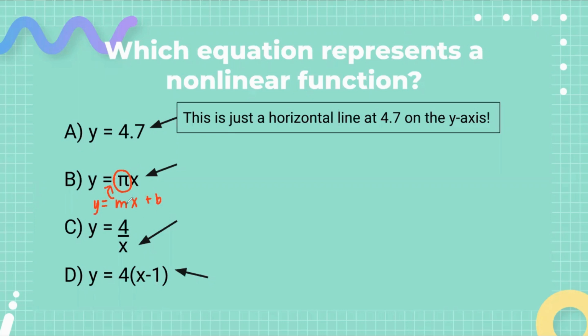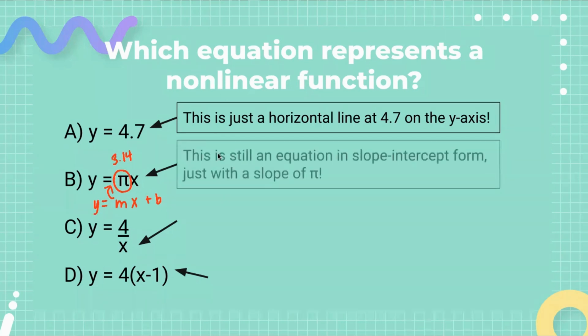And actually, if you just simplify pi into a decimal, it's just 3.14. So this would be y equals 3.14x, and technically 3.14 is still a slope of a line, and this is in slope-intercept form. So we know that this is a linear equation just with a slope of pi.